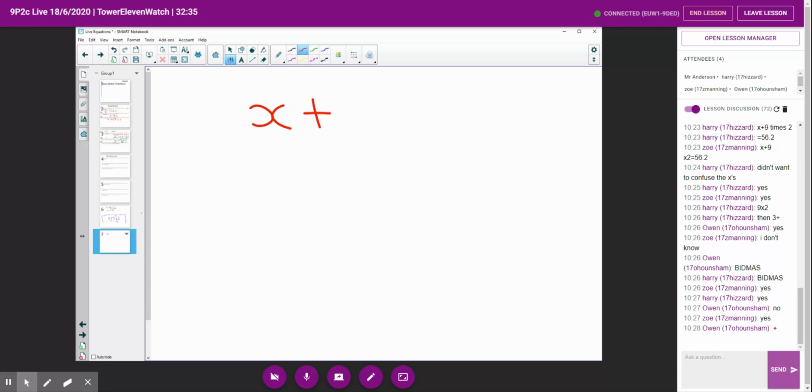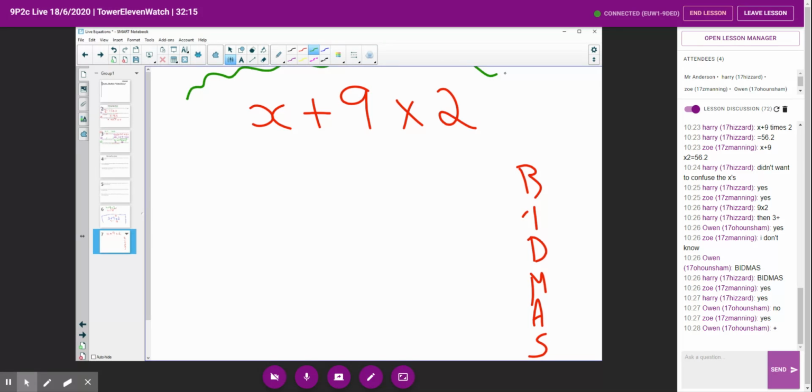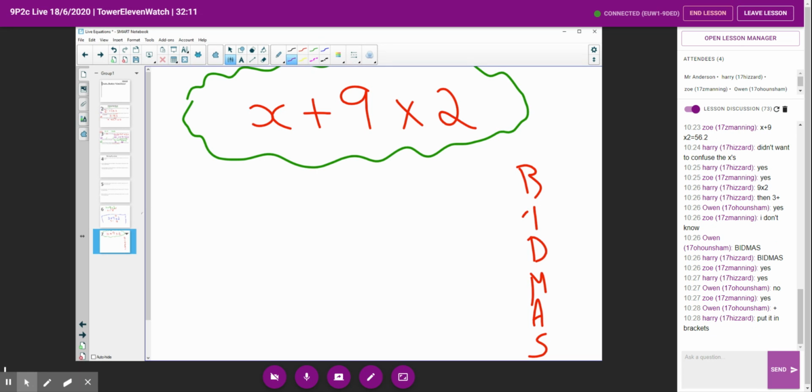Okay, so x plus 9 times 2. Right, so with BIDMAS, guys, how could I show that I want to do plus before I do multiply? What could I do to this bit of writing at the top here? So this sum, what could I do to it to show that I want to do the addition first? Harry, well done, absolutely right. Put it in brackets, fantastic.